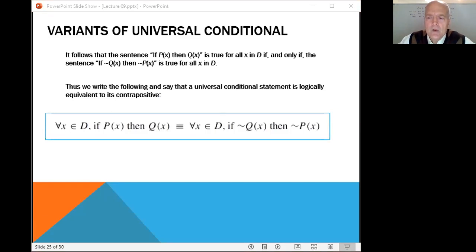So we can write that formally as an equivalence. Our original statement, the universal conditional, for all x that's in the domain D, if P of x is true, then Q of x is true, is logically equivalent to for all x that's an element of D, if not Q of x is true, then not P of x is true as well.